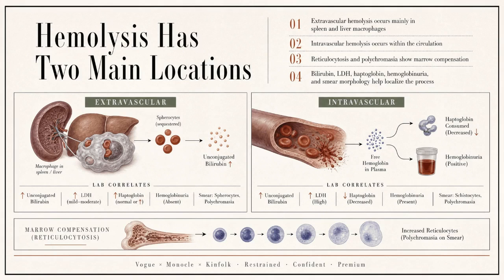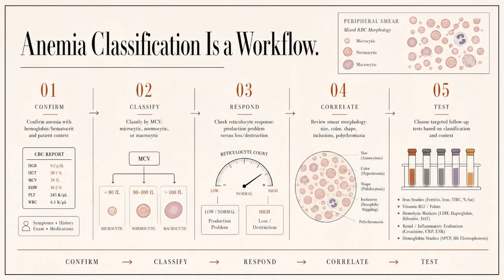Now, let's put all these pieces together into a workflow for anemia classification. Anemia classification should be approached as a workflow rather than a memorized list. First, confirm that anemia is present by comparing hemoglobin and hematocrit with appropriate reference intervals. Then look at the indices, especially MCV, to classify the anemia as microcytic, normocytic, or macrocytic. Next, assess the reticulocyte response. This step separates decreased production from increased loss or destruction.